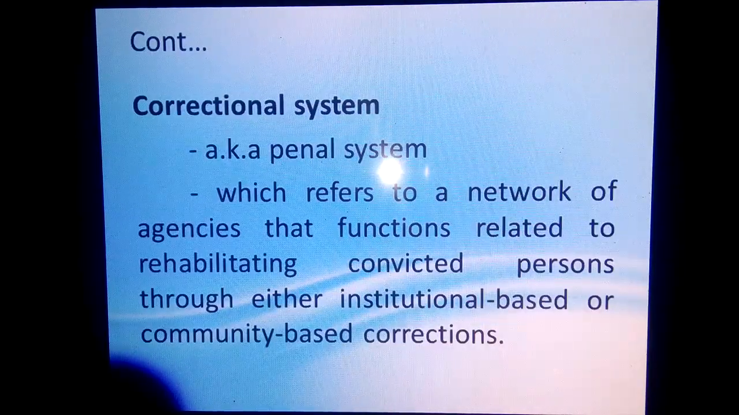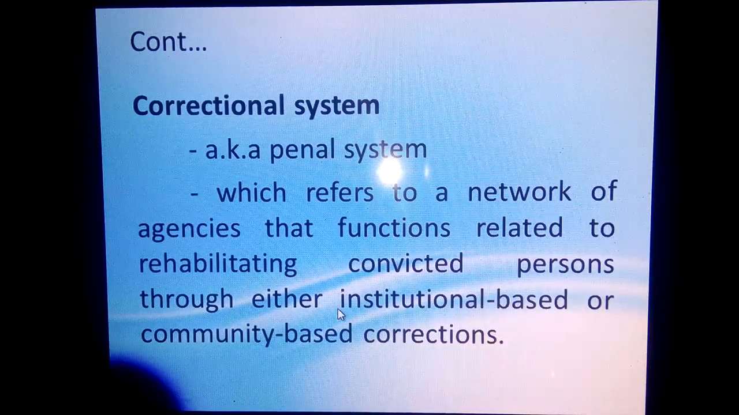So moving on, the correctional system. The correctional system is also known as the penal system. When we say penal system, it is a system wherein those persons deprived of liberty are penalized, which also refers to a network of agencies with functions related to rehabilitating convicted persons through either institutional-based or community-based corrections.